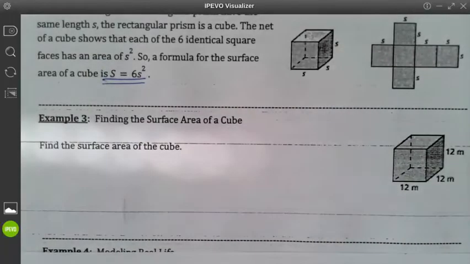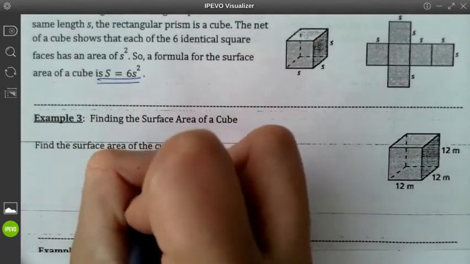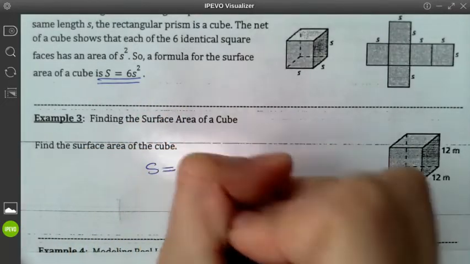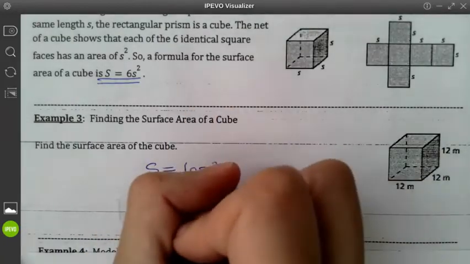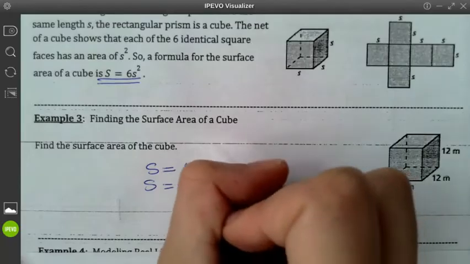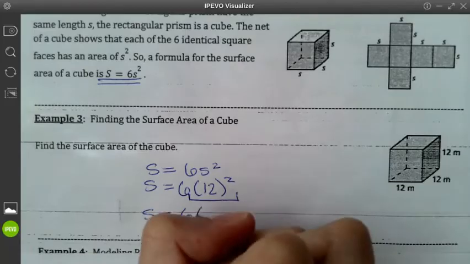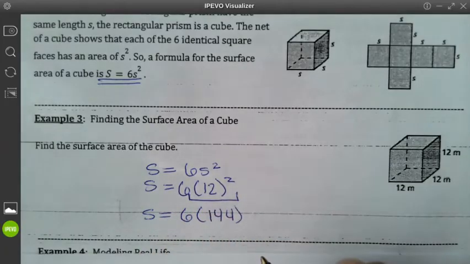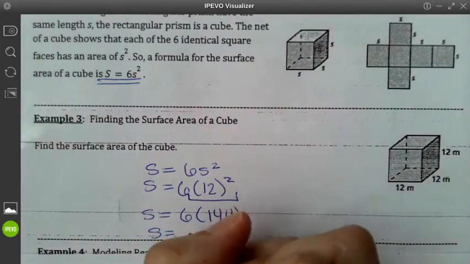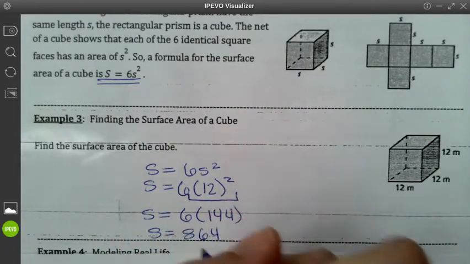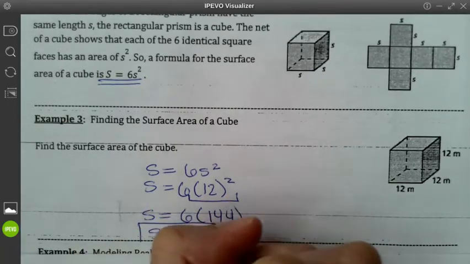So for example 3, we've got a cube. We know it's a cube because all of the dimensions are the same, so we're going to use our formula. S equals 6s squared. S equals 6 times 12 squared. And then we have to follow PEMDAS. 12 squared is 144. And then we're going to multiply by 6 because there's 6 faces. That gives me 864 meters squared.